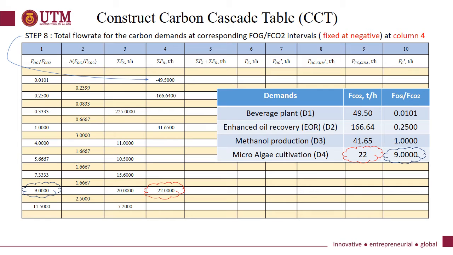Refer back to the CO2 demand table. We can observe that the FOG over FCO2 level of D4 is also 9 and the FCO2 of D4 is 22. Therefore, we will fill in 22 in negative, which is negative 22, at column 4 as the flow rate of carbon demand for FOG over FCO2 level of 9.